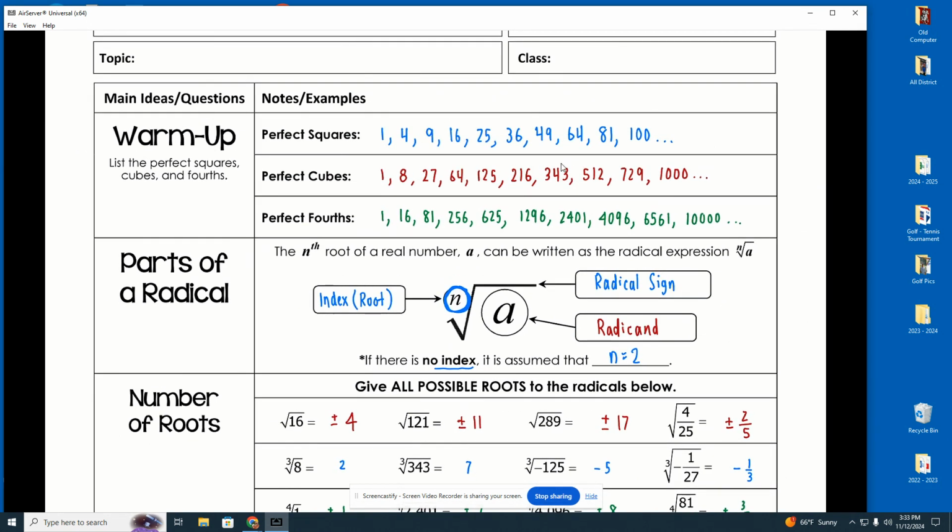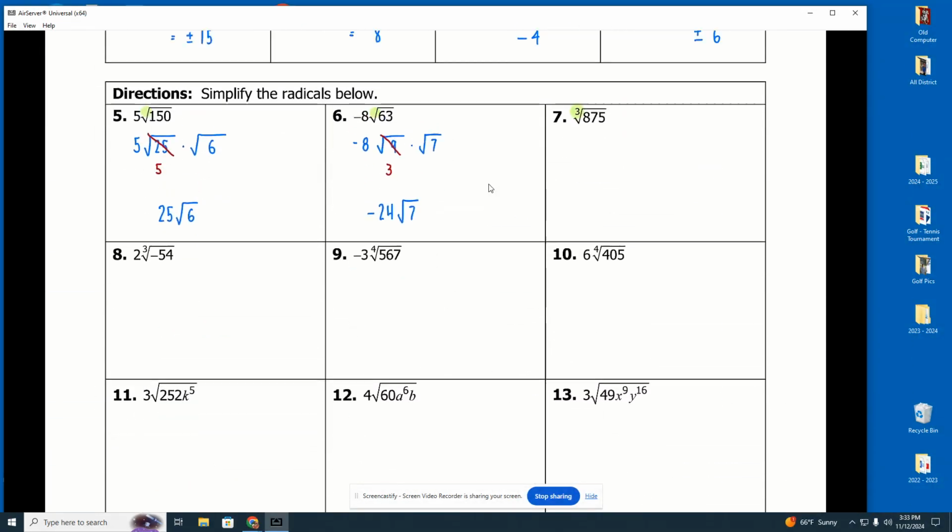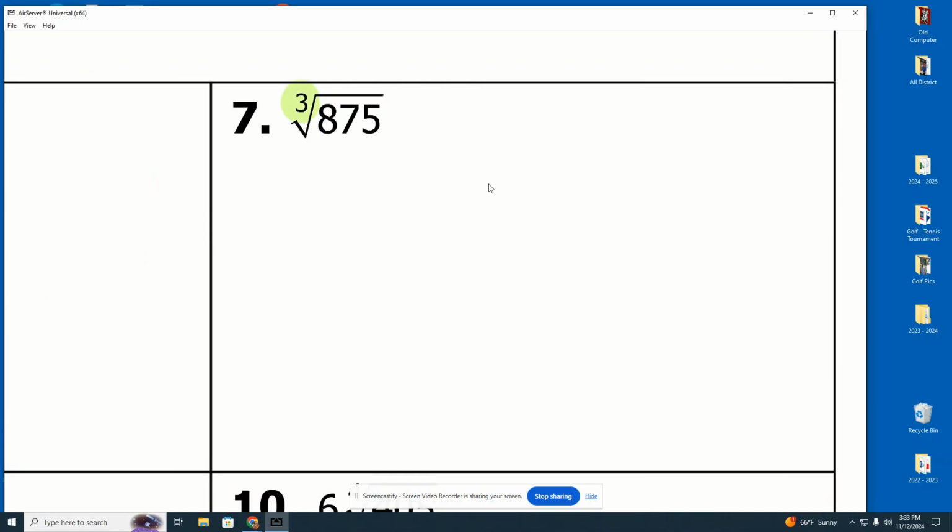875 divided by 343. Doesn't work. 875 divided by 216. Doesn't work. 875 divided by 125. 7. It works. So there it is, okay? I'm going to go back up here. We are breaking this down.